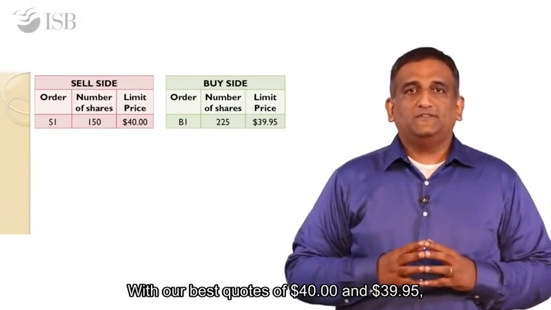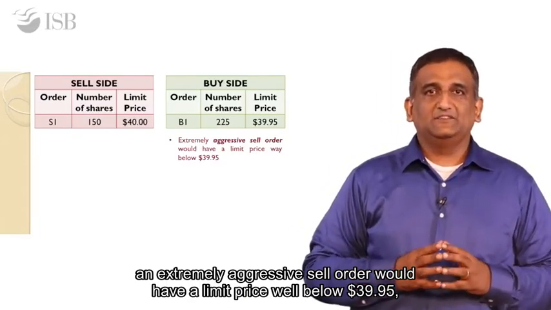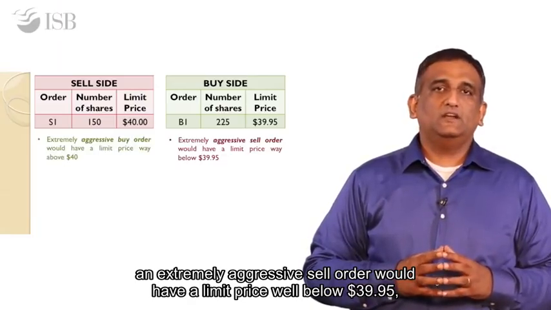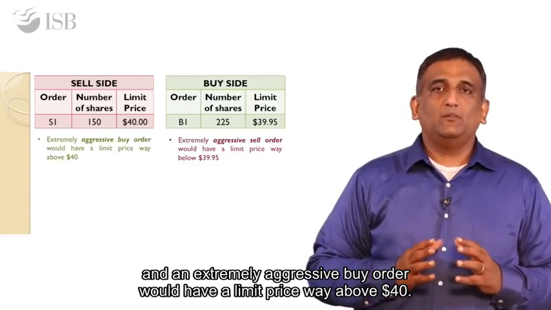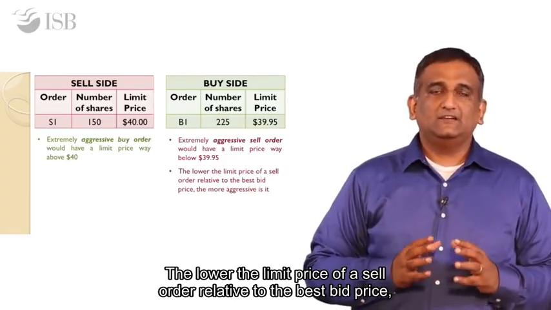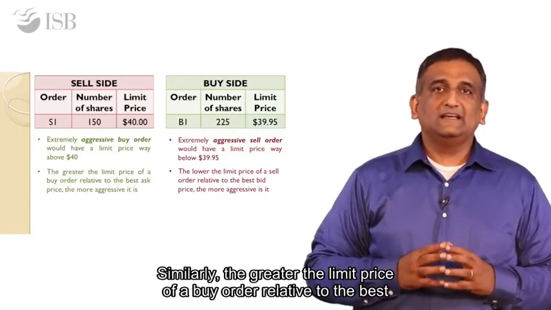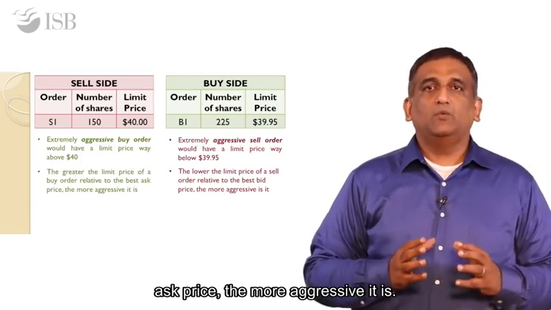With our best quotes of $40 and $39.95, an extremely aggressive sell order would have a limit price way below $39.95 and an extremely aggressive buy order would have a limit price way above $40. The lower the limit price of a sell order relative to the best bid price, the more aggressive it is. Similarly, the greater the limit price of a buy order relative to the best ask price, the more aggressive it is.